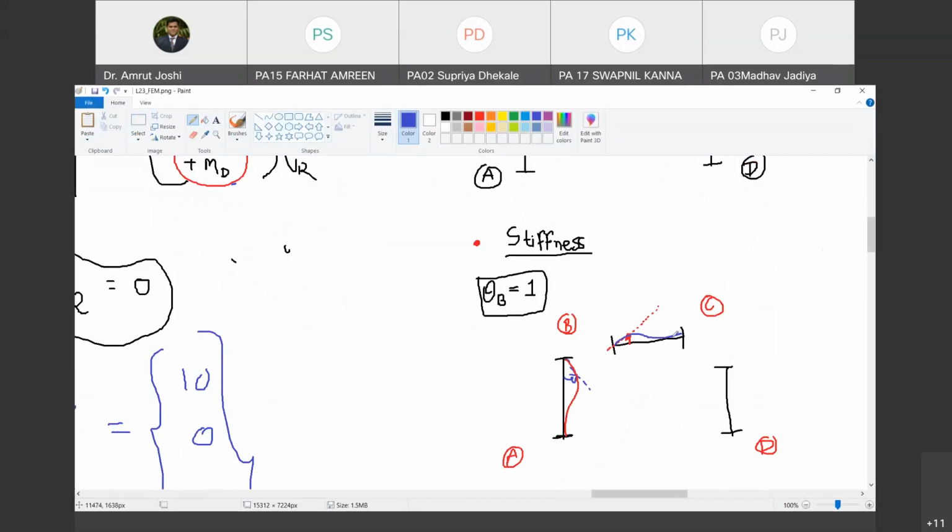Happy? Yes, sir. Okay. Now this is theta b equal to 1. Now to have theta b equal to 1, you will have to apply anti-clockwise moment here. To have theta b equal to 1, you will also have to apply anti-clockwise moment here. Do you agree with me? Yes, sir. How much is this anti-clockwise moment? Look at the far end. Far end is fixed. So this has to be 4 EI by L.